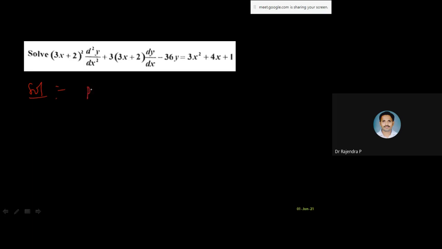Directly, you can start with, of course, the given equation is in the Legendre form, so put here 3x plus 2, which is equal to e power z, which is of the form ax plus b, right? Same thing you can write in terms of log also. Log of 3x plus 2 is equal to what? Z. Good.